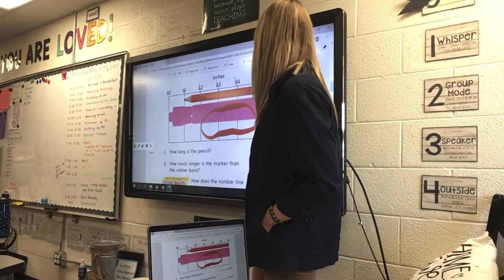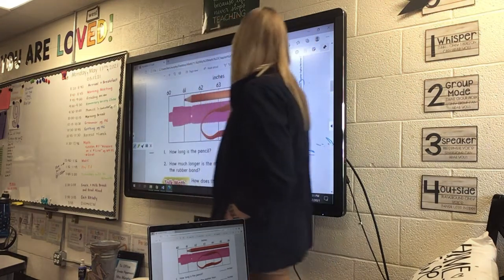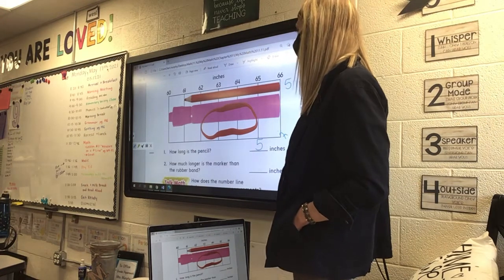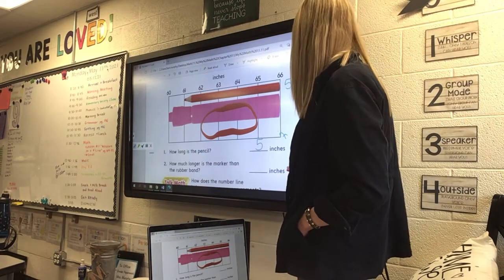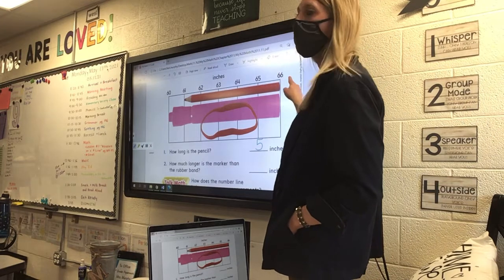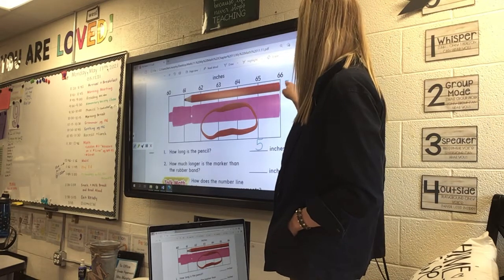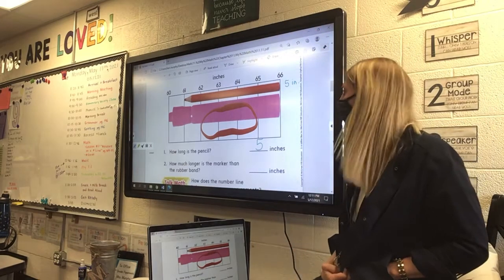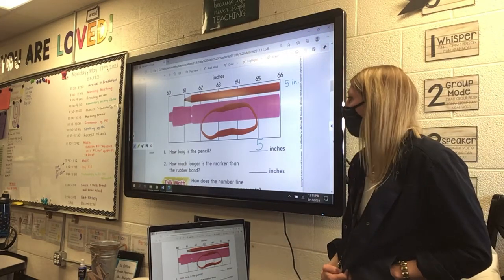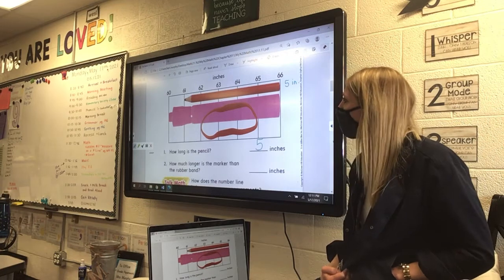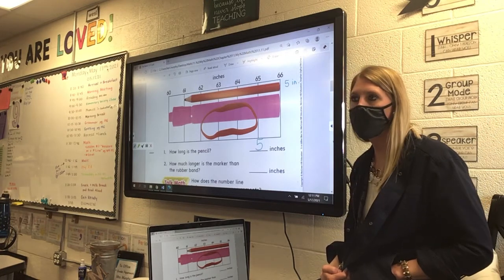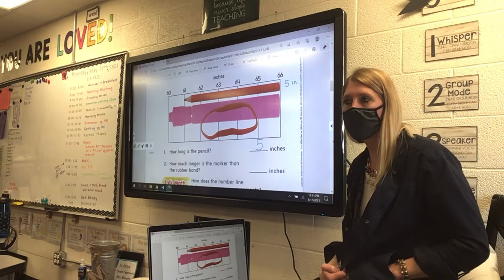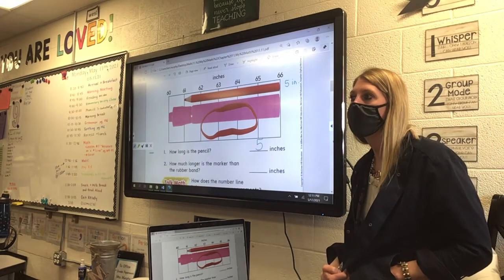Okay, now we're going to go on to the next problem. The next problem says, how much longer is the marker than the rubber band? Okay, so I'm going to write, can you guys write over here 5 inches? And then let's figure out now the marker. So, right now, look at the marker on your page. How would you figure out how long it is? Raise your hand when you know the answer.